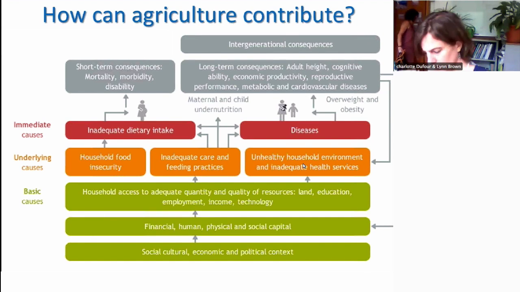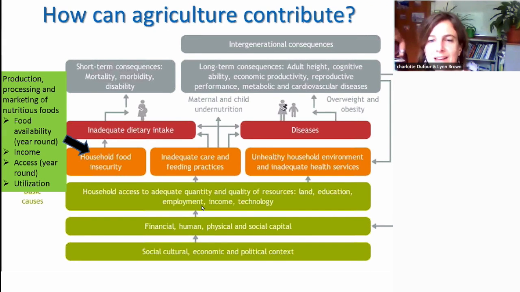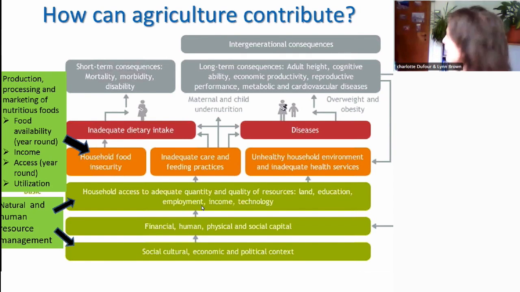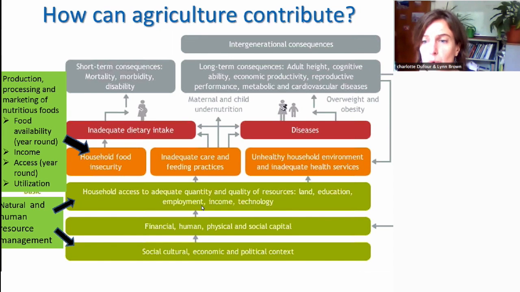Food systems and agriculture can influence nutrition in many ways, of course, the food security aspect by providing more diverse food, but also in terms of strengthening both natural and human resource management. So when we work, for example, with farmer cooperatives or women's groups and so on, we can strengthen the social capital that families can build on to secure food, health, and care.